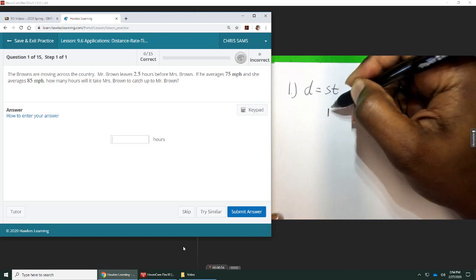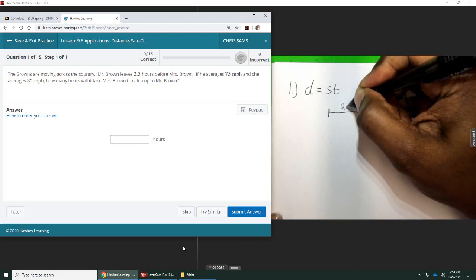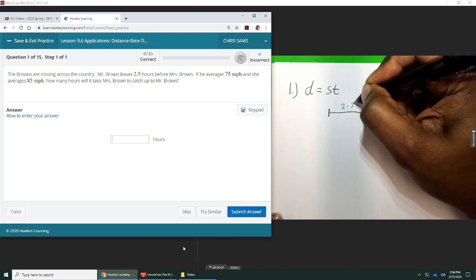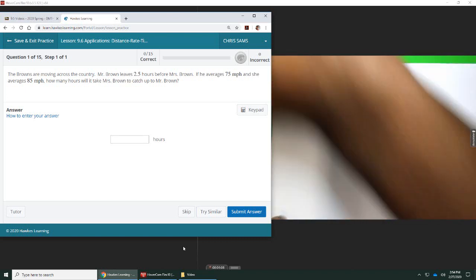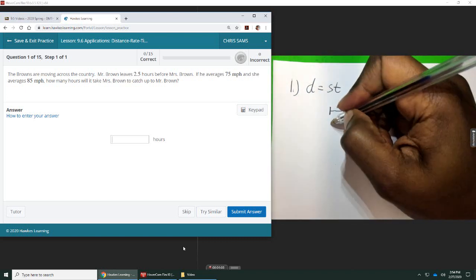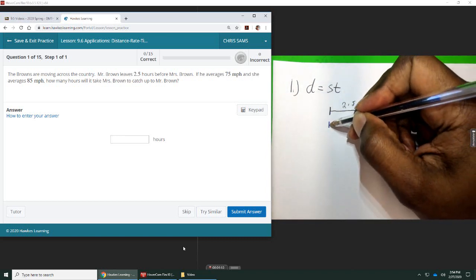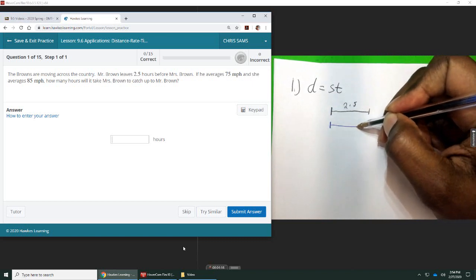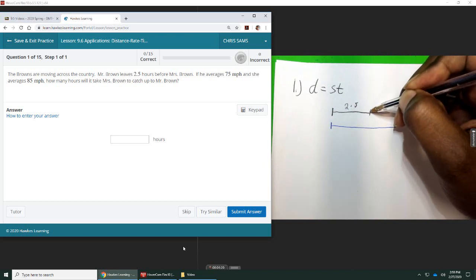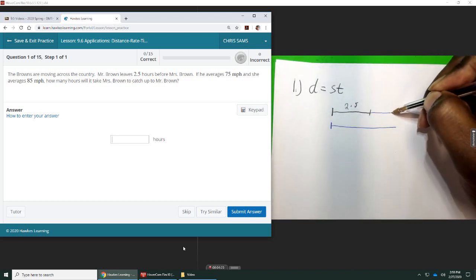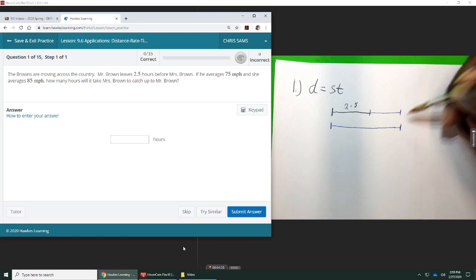Mr. Brown leaves first, and he is driving for 2.5 hours, at which point Mrs. Brown starts her trip. Okay? So he was already gone for 2.5 hours, and then she's driving faster, so she eventually is going to catch up with him. Okay? So at this point is when she starts back here, and at some point they're going to get to a time where they both reach the same point.